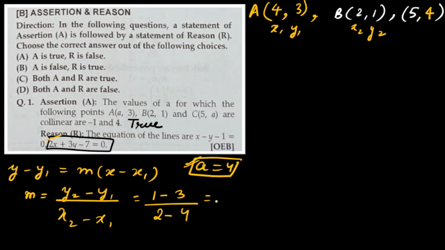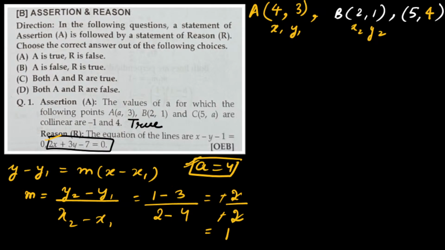So 1 minus 3 is minus 2. 2 minus 4 is minus 2. So minus and minus will get cancelled. So what's the value of slope we are getting? 1. Slope we are getting is 1. So don't apply the same slope for this also, because the value of A is changed, so the slope will also be different. Although here slope of AB will be equal to slope of BC, which is equal to 1.